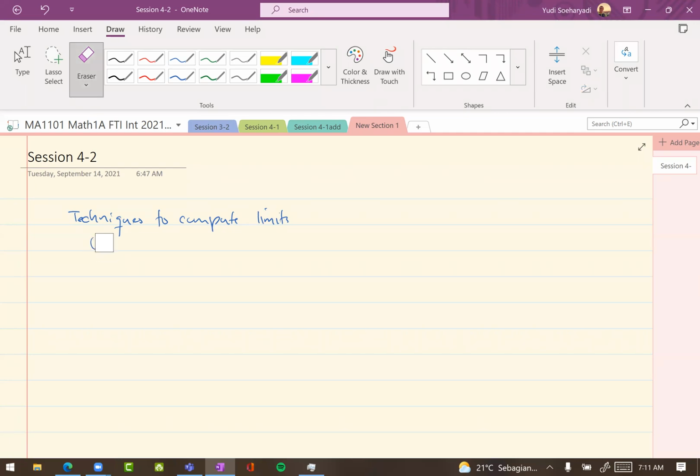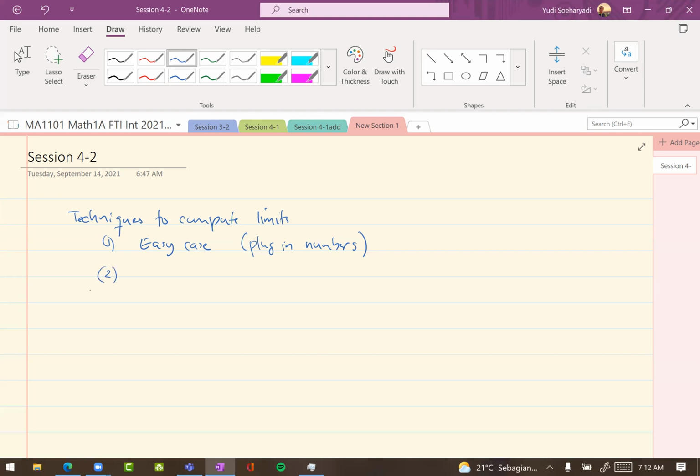First of all, the easiest thing would be if you can plug in numbers. That's what I call the easy case. For example, if you deal with polynomials, rational functions, trig functions, in which you can find the value. Okay, so that's the limit.